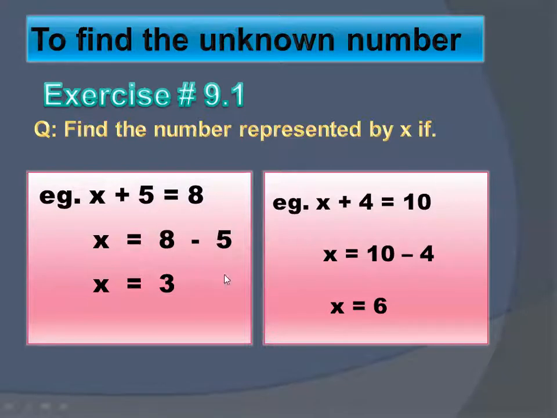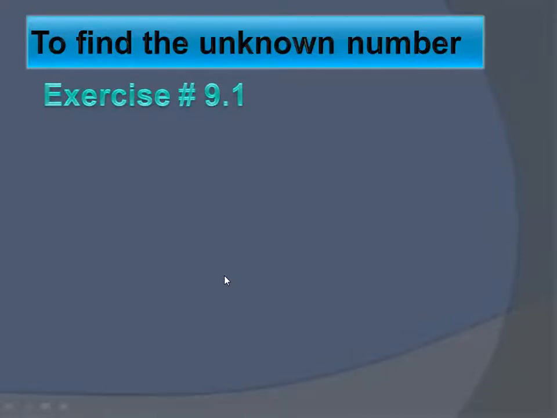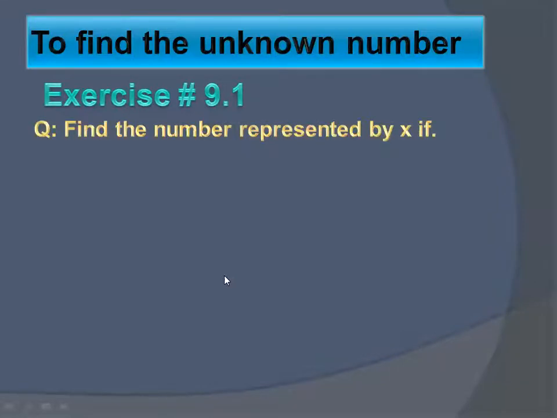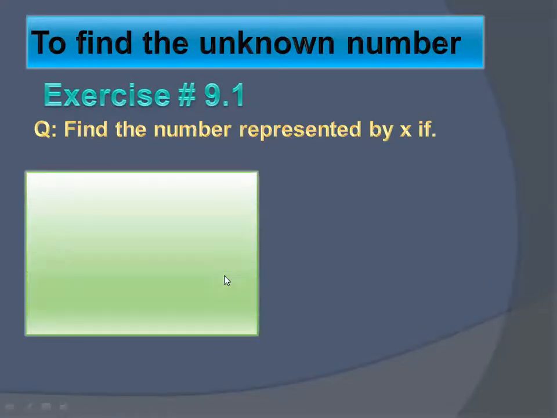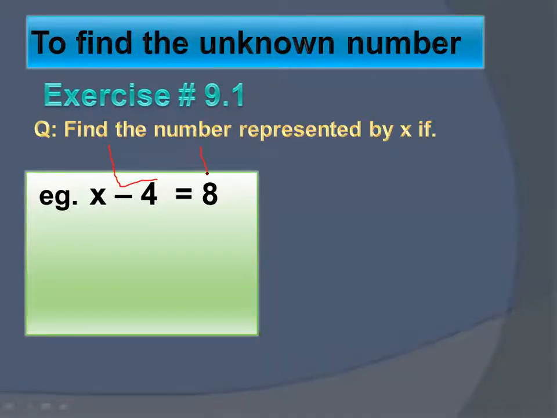Now move on to the next one. To find the unknown number, again, exercise 9.1. The question is the same: find the number represented by x if x minus 4 is equal to 8. If you look very carefully here, again you have two sides: this is the left side and this is the right side. Now on the left side, what do you have? Minus 4. So on the right side, what will it become? It will become plus 4.